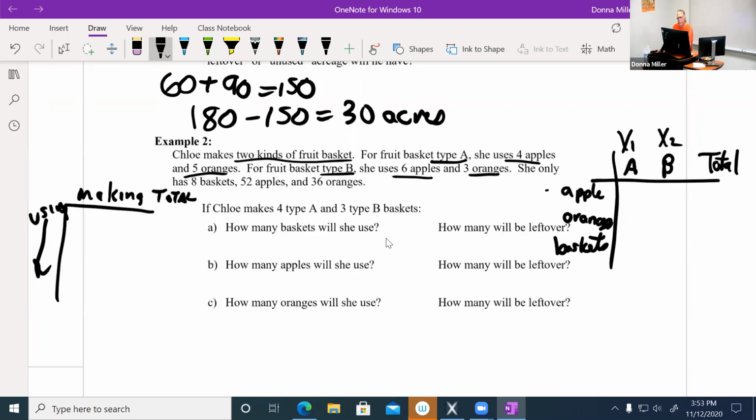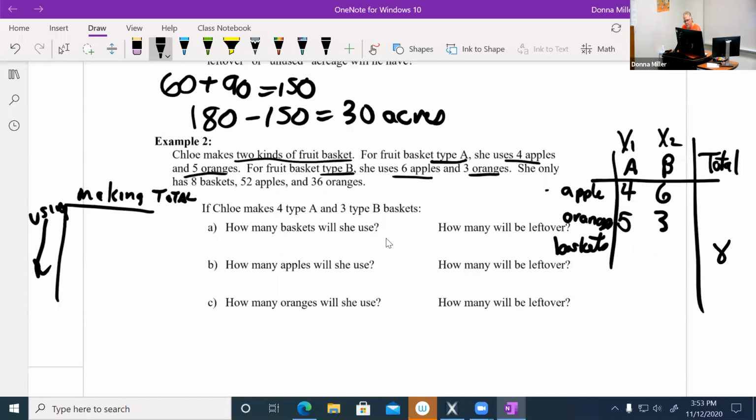Now I'm going to fill the table in with numbers. For fruit basket type A, she uses 4 apples, that goes there, 5 oranges. For fruit basket type B, she uses 6 apples and 3 oranges. Those are total, here's my total. I have 8 baskets, 52 apples, and 36 oranges. So now I have it organized in a way in which I can read it. Okay, so let's do this.